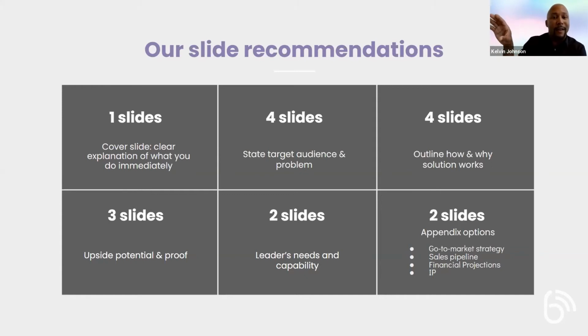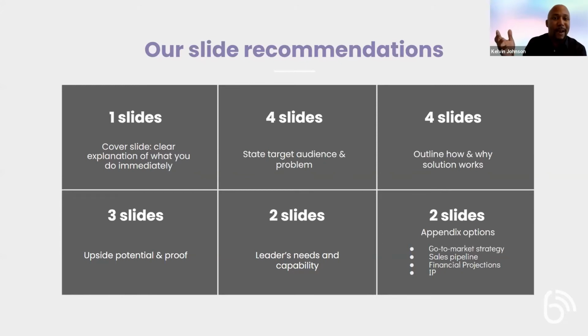For stating the target audience and problem, 4 slides is our recommendation. It can be a little less or a little more, depending on your solution, your industry, and how much background information you think the audience will have. The section outlining how and why your solution works, we recommend 4 slides. For upside, potential, and proof, 3 slides. For the leaders' needs and capability, 2 slides. And then we have a 2-slide appendix. Again, these are just high-level recommendations. You could have an appendix slide count of 5.